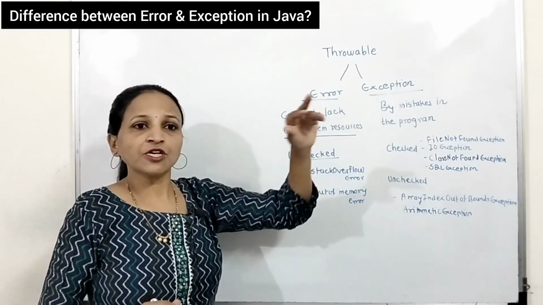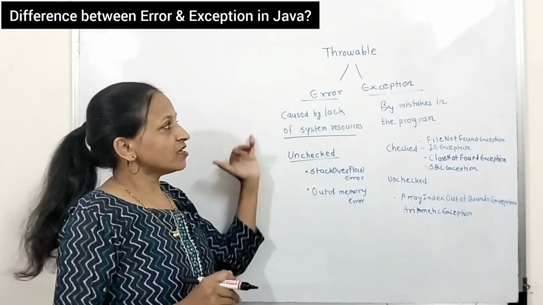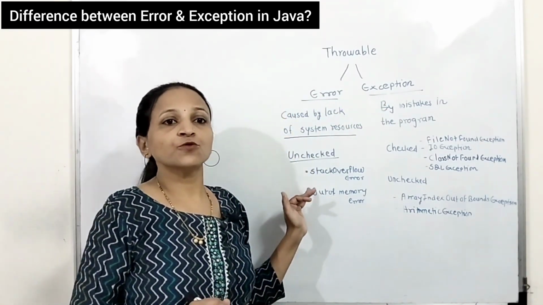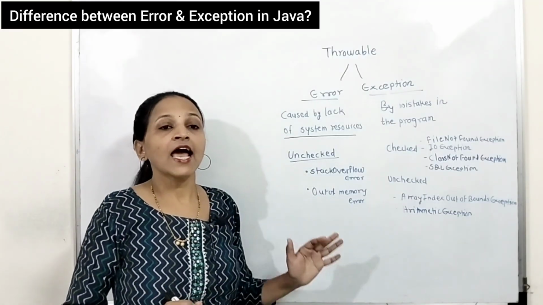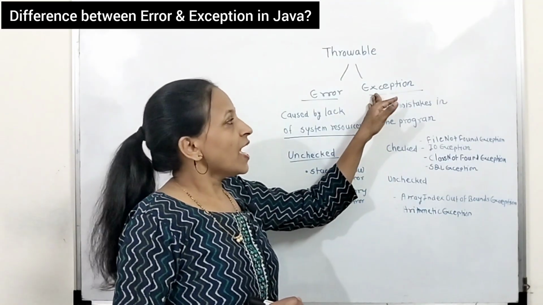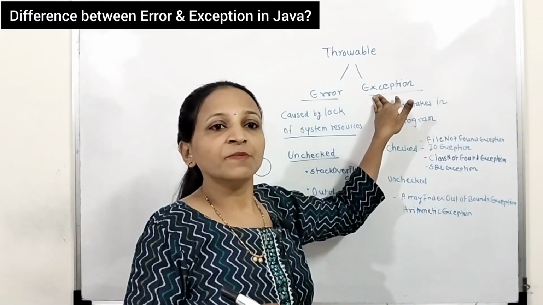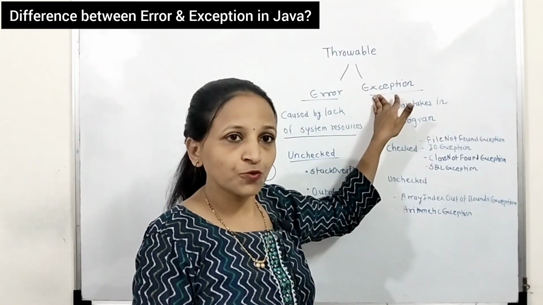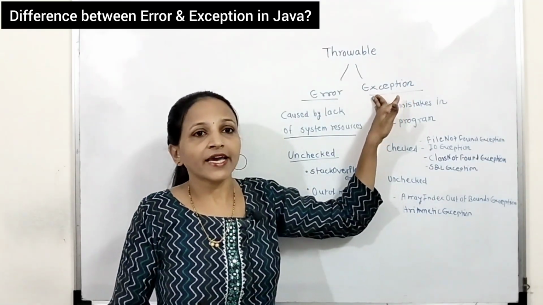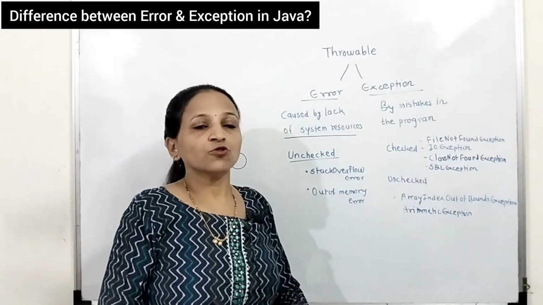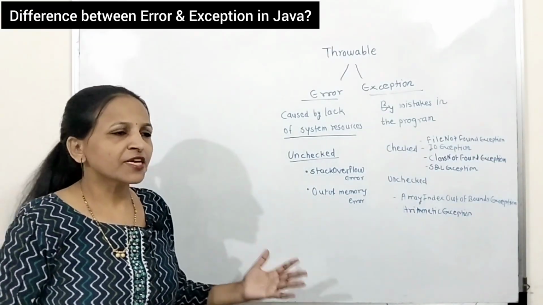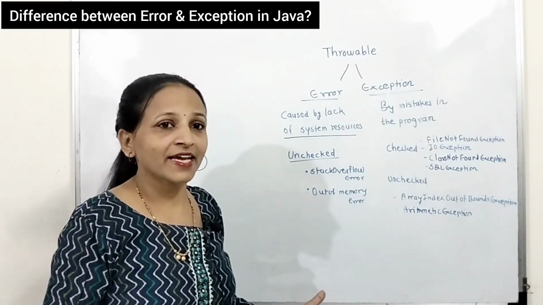See, error and exception both occur at runtime, but errors are mostly caused due to the lack of system resources and those are non-recoverable. Exceptions are caused by a mistake in the program itself. It is due to programmer's mistake. Those are recoverable through our program. You can put an exception handling routine, meaning you can put a try catch block.